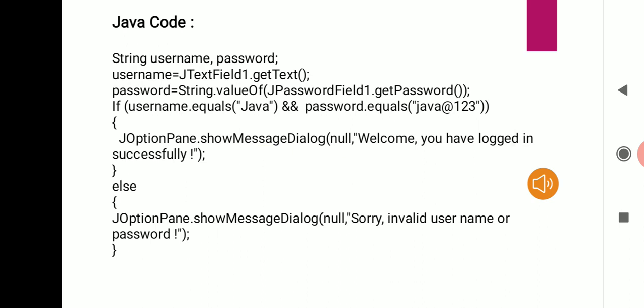Consider the Java code as shown in this slide. See the first line. It declares two string variables, username and password, using the statement String username, password; followed by semicolon.